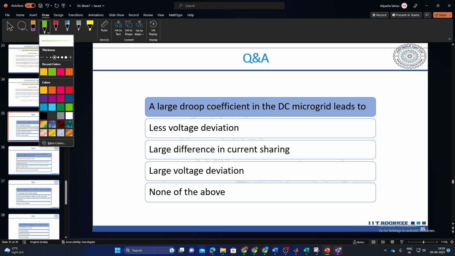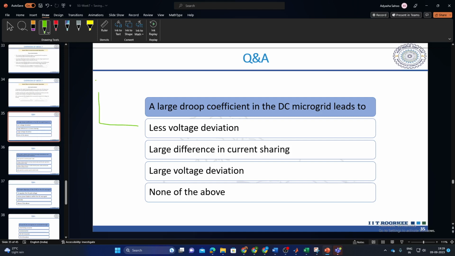A large droop coefficient in the DC microgrid leads to: less voltage deviation, large difference in current sharing, larger voltage deviation, or none of the above. Anyone? It is a DC microgrid, so we have the plot between V and P, right? So let's say C is the answer. We got one C. Okay, we'll wait for others. Anyone else?